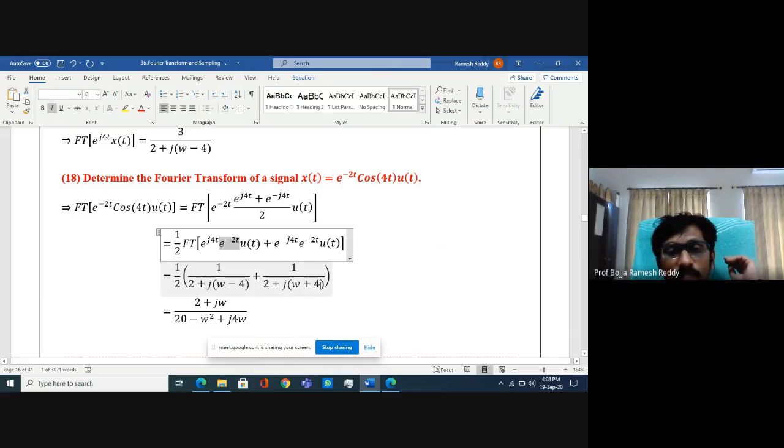Omega plus 4. Now take the LCM for these two terms. Take the LCM, of the form a plus b into a minus b. This is omega plus 4, this is omega minus 4. Now the product: 2 into 2, 4, plus 2 into j omega plus 4, plus 2 into j omega minus 4. Next, the product of these two. Take all the products and simplify it. Automatically you can get this answer.